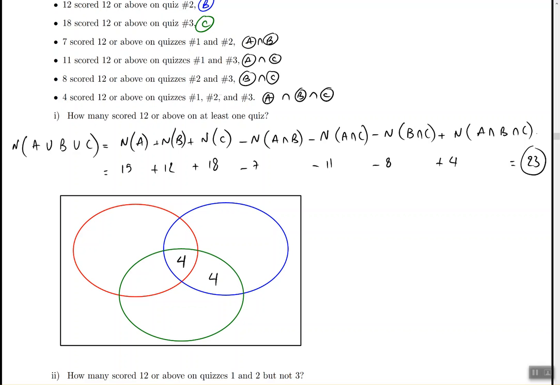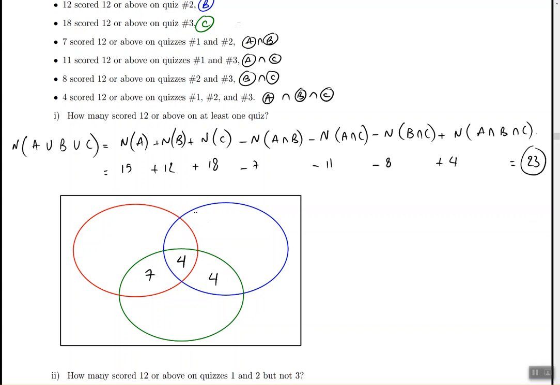Okay, now in the circles 1 and 3, in quiz 1 and 3, there were 11 people. Okay, 1 and 3, that's red and green. There were 11 people in that section, and 4 have already been accounted for, so how many are left? Well, 7 are left. And now finally, between quizzes 1 and 2, there were 7 in total.